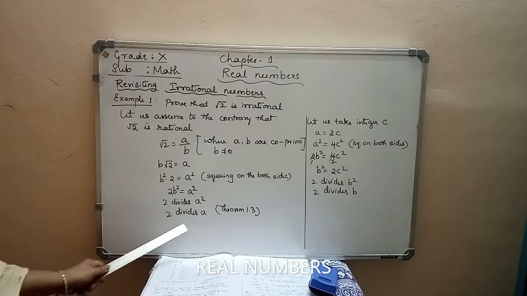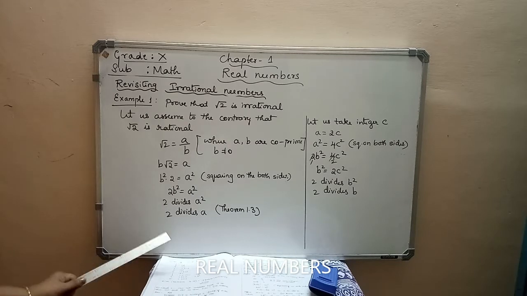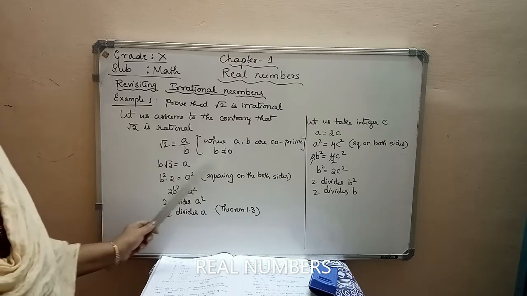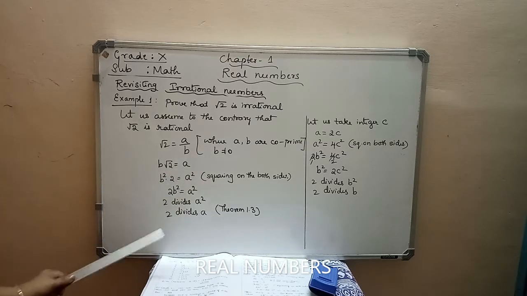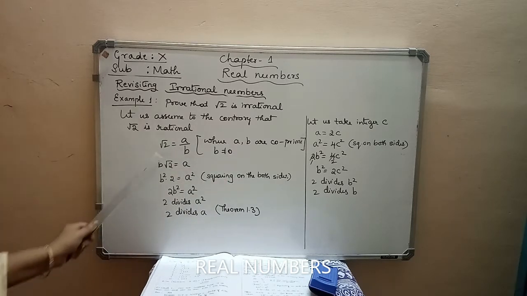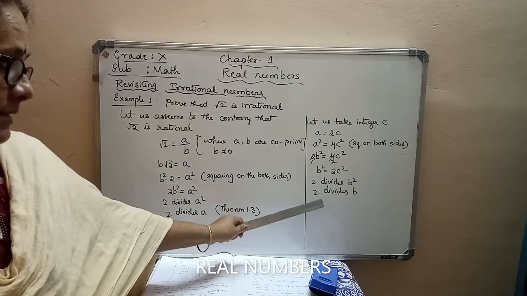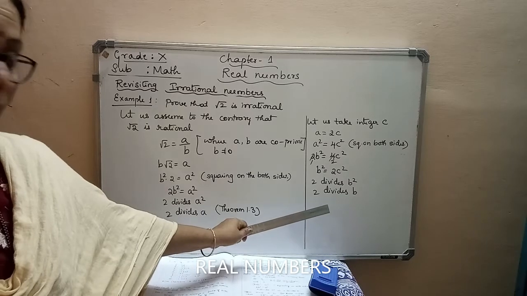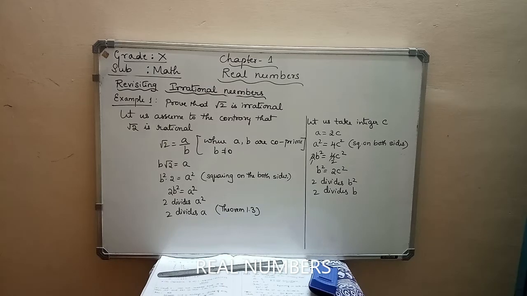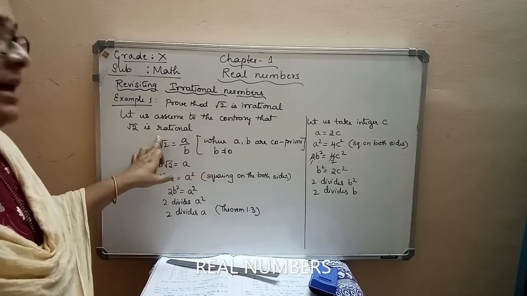Now, A and B are co-prime. Co-prime means they do not have any common factor other than 1. But here 2 is a common factor for both A and B. This contradicts the fact that A and B are co-prime, which was our incorrect assumption. This contradiction arises because of our wrong assumption that root 2 is rational.